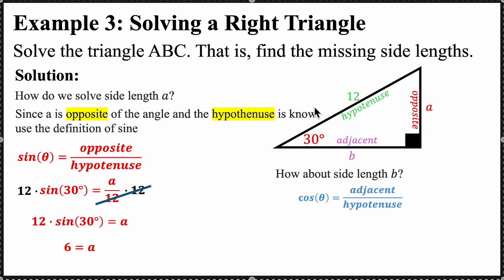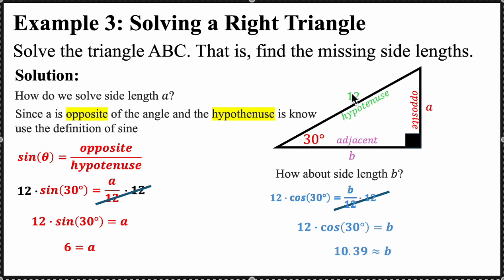And then we basically use this to find side B. So the cosine of the angle, which would be the cosine of 30, equals adjacent over hypotenuse, which is B over 12. And solve for B, multiply both sides by 12. The 12s cancel. B is going to be equal to 12 times the cosine of 30, which is approximately equal to 10.39 units.